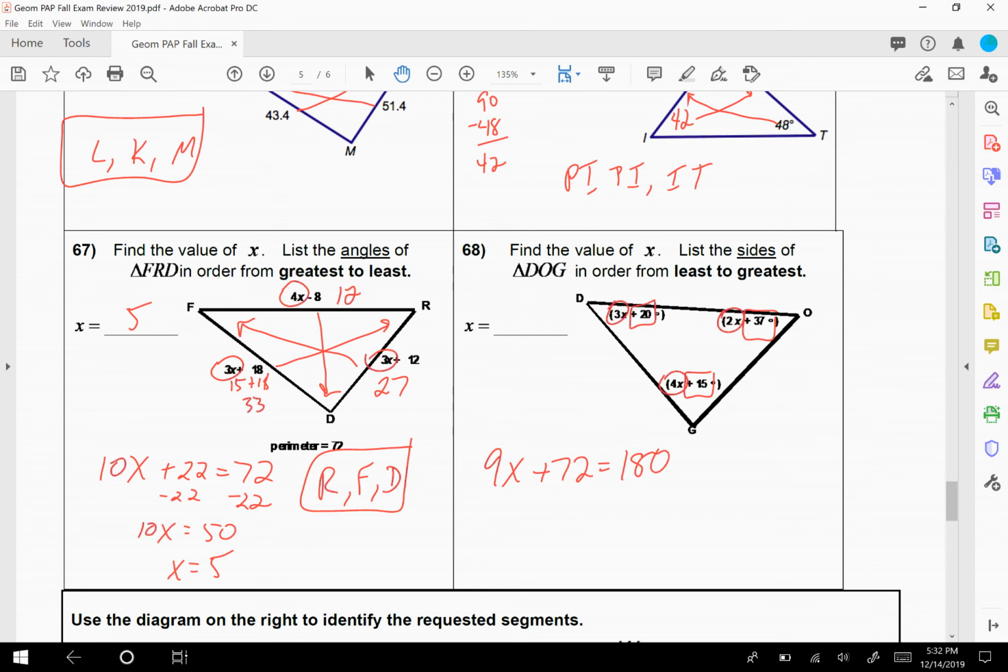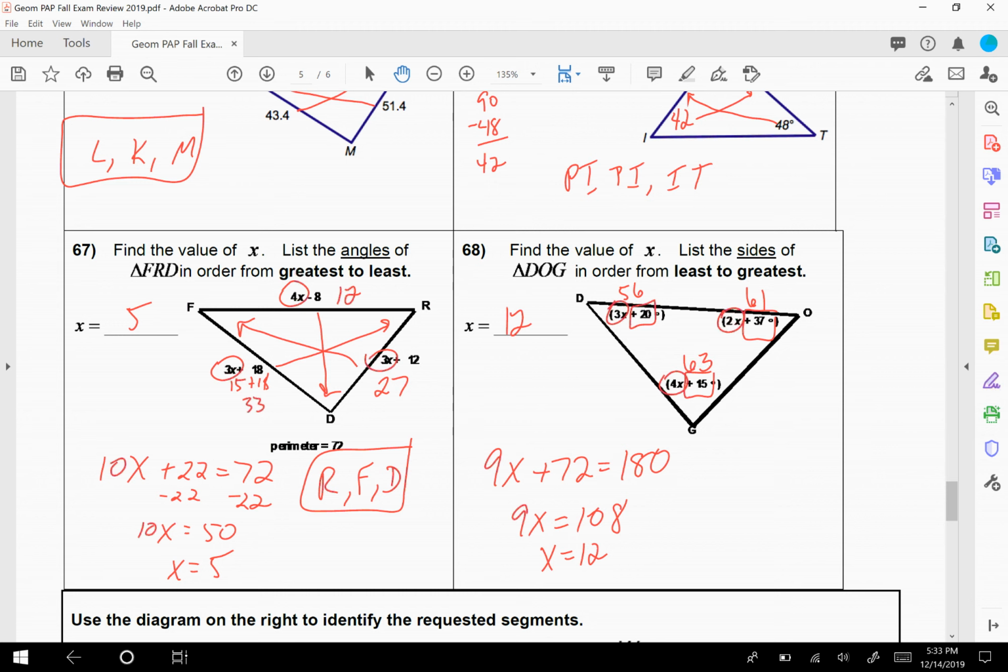That's equal to 180. Okay, take away 72. So you get 9x is equal to 108. Divide by 9. You get x is 12. And then now we have to put the sides in order from least to greatest. So we'll plug in here. 3 times 12 is 36 plus 20, so that's 56. 2 times 12 is 24 plus 37, that would be 61. And 4 times 12 is 48, plus 10 is 58, so 63.